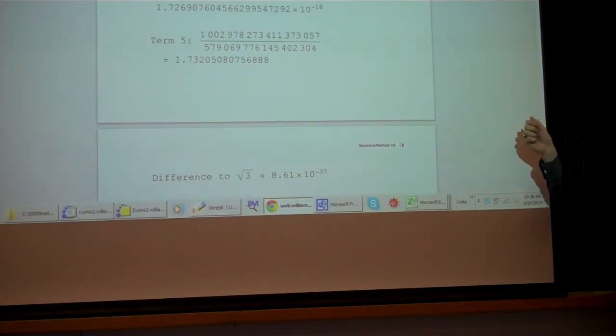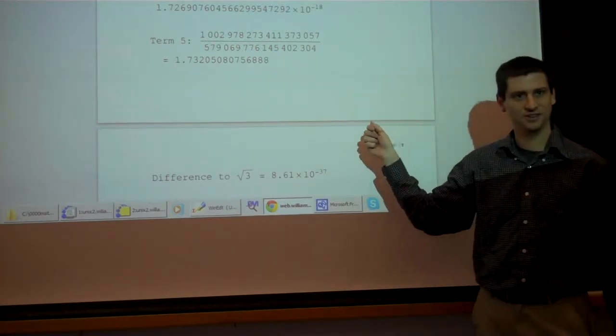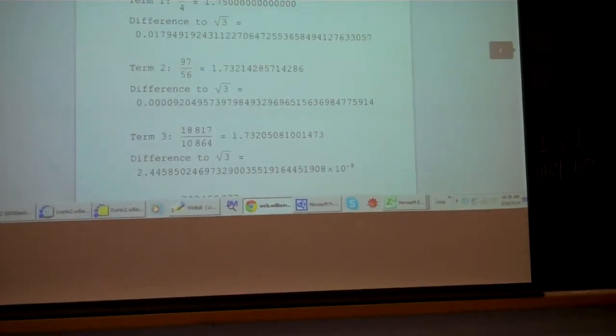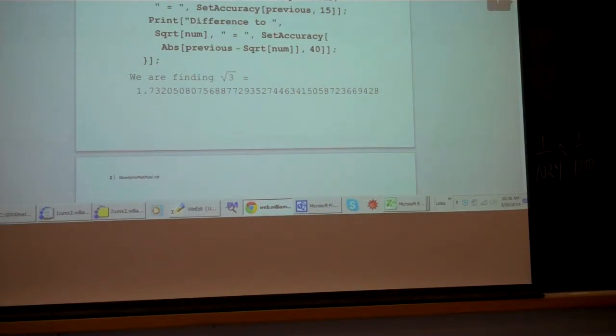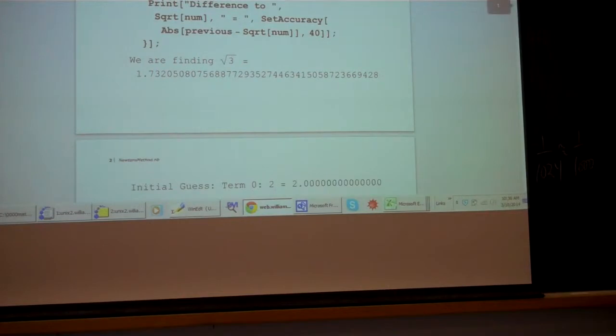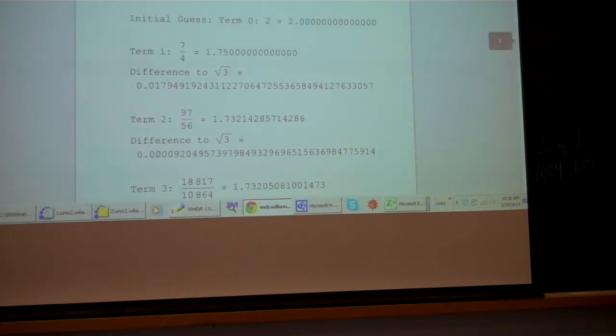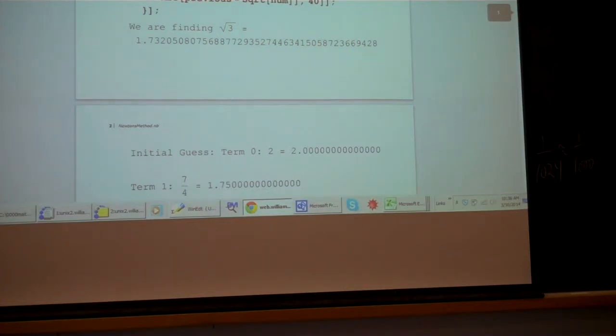Try doing divide and conquer to estimate the square root of 3. After just one iteration, I've got 1.75. After 2 iterations, I've got 1.73214. The correct answer is 1.73205. After 3 iterations, I'm at 1.732050881 versus 1.732050807. The error is incredibly small.